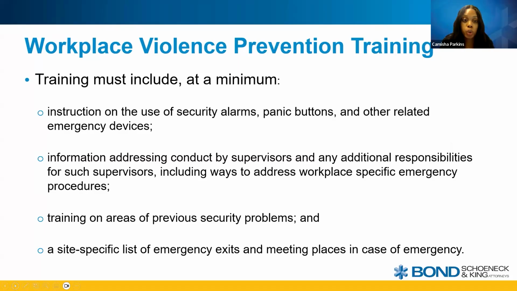Additionally, the training should include instructions on security alarms, use of panic buttons, and any other related emergency devices, as well as information addressing conduct by supervisors and any additional responsibilities for such supervisors. It should include training on areas of the history of security problems that should have been noted earlier in the training. And it should also include a site-specific list of emergency exits and meeting places in case of any emergency.